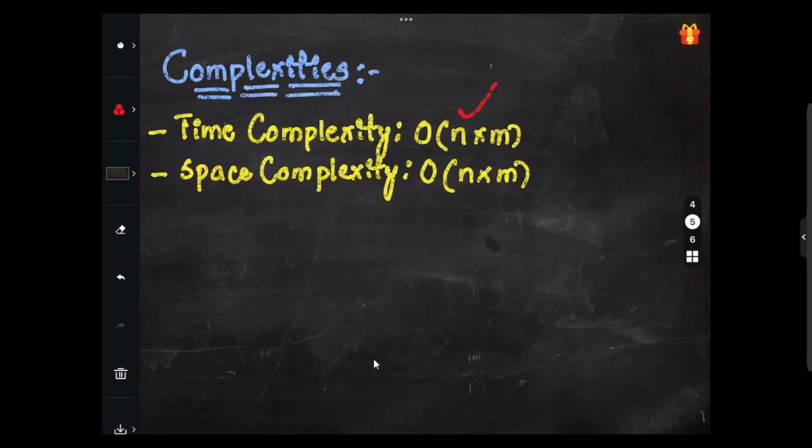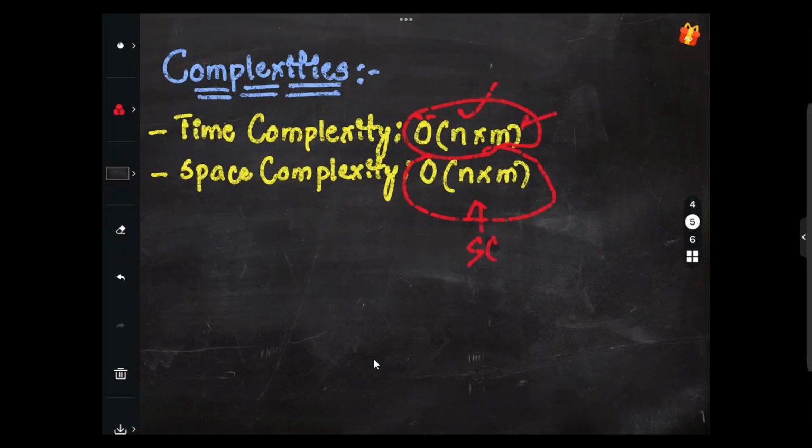So every cell is visited at most once, and each edge, nothing but the 4 neighbors, is checked a constant number of times. So overall time complexity would lead to big O of n into m. So what would be the space complexity? The space complexity would lead to big O of n into m as well, because we'll be making use of the distance array of size n into m, and also a queue, because as we are making use of the BFS, in the worst case it can hold big O of n into m elements. So overall space complexity would be big O of n into m as well.